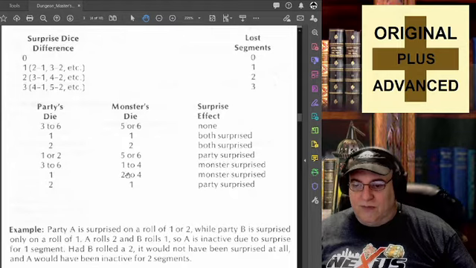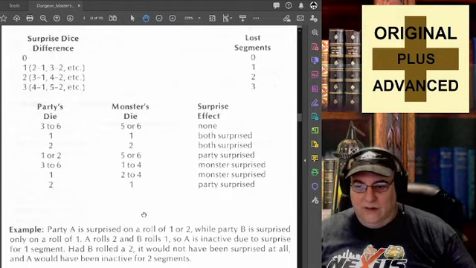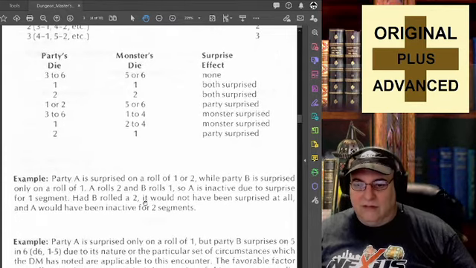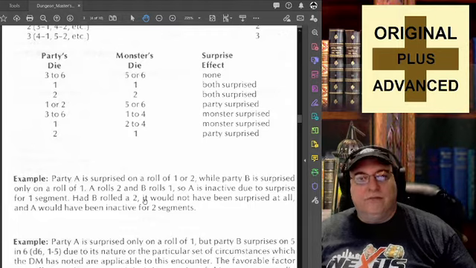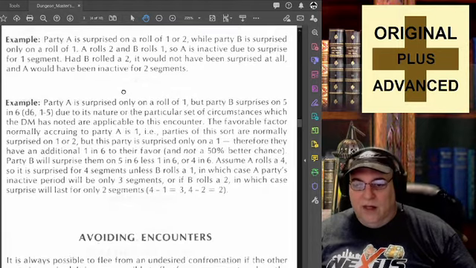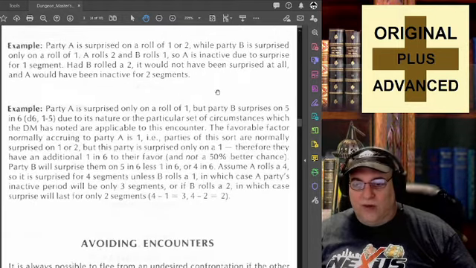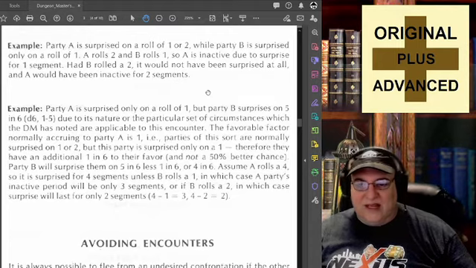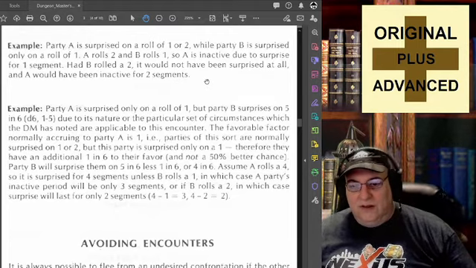Both surprised, monster surprised, parties die roll, monster die roll. Still a little comparison here, but it's pretty easy to keep track of. Just roll for each and compare them, right? It gives you examples. I won't read through those because I think it's fairly self-explanatory.